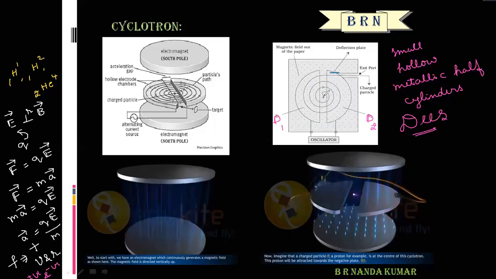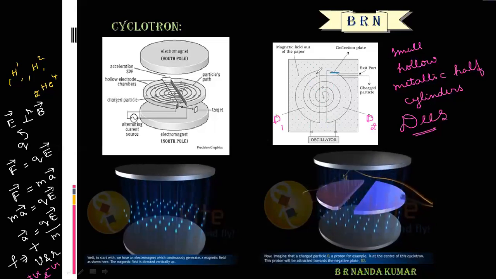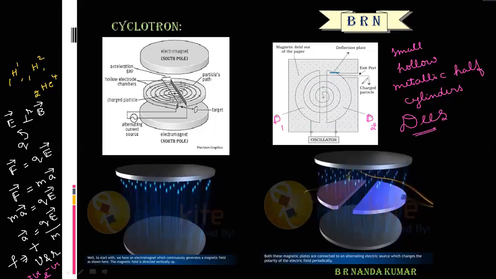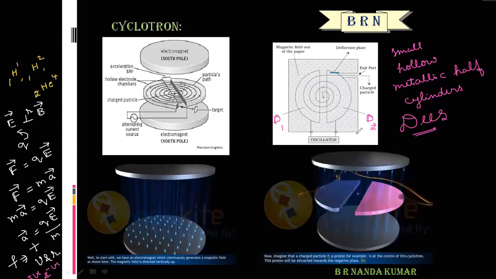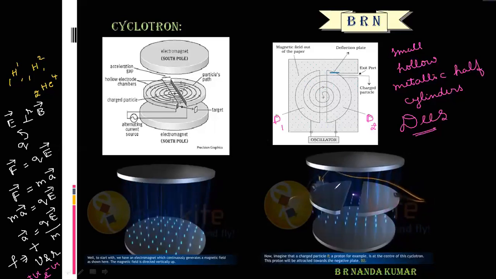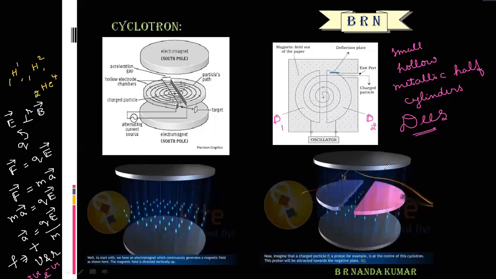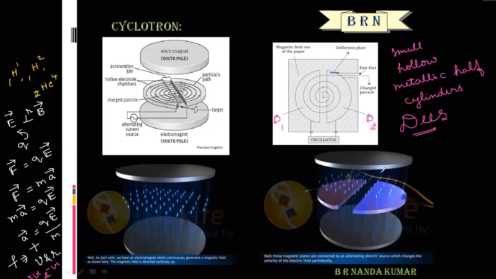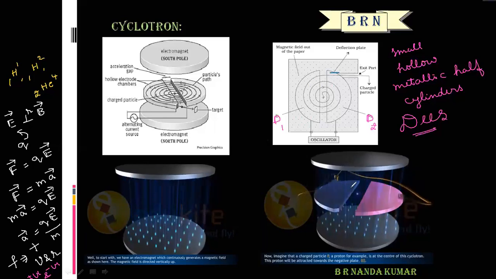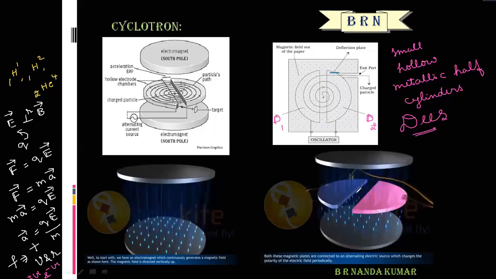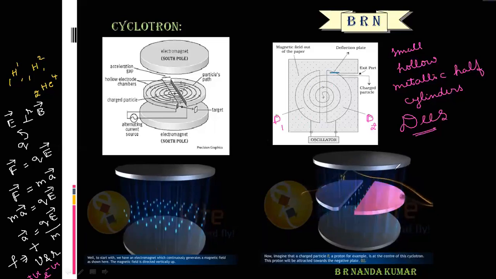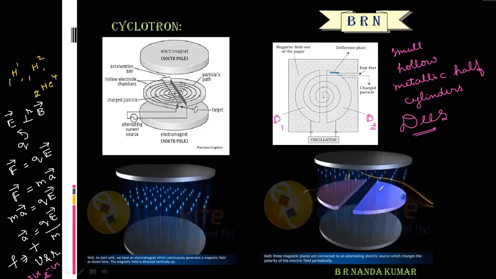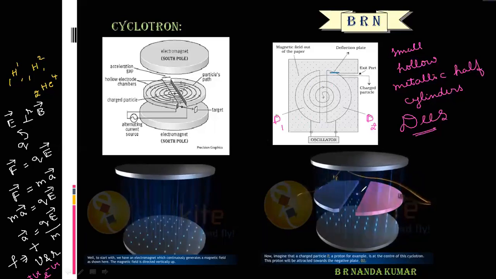So finally, a charged particle is pulled out of the D's by a deflecting plate through a window. The whole device is in high vacuum. The pressure is about 10⁻⁶ millimeter of mercury, so that the air molecules may not collide with the charged particle.